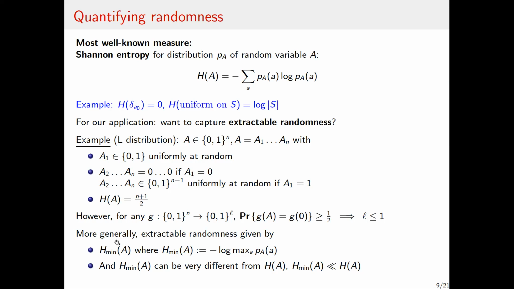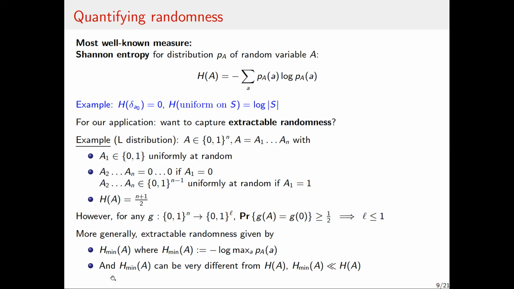The min entropy of a given random variable A is very simple. It's just minus log of the maximum value of the probability. So instead of taking these averages, here it's just the maximum probability, and I take minus log.